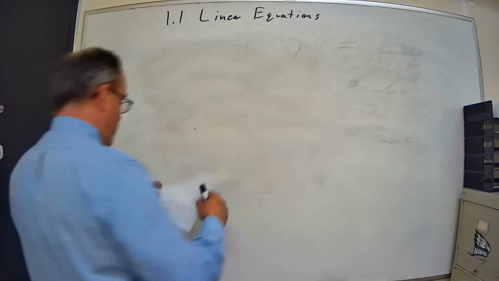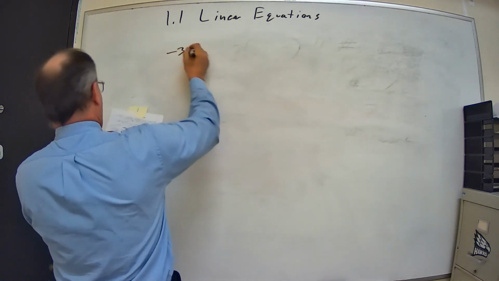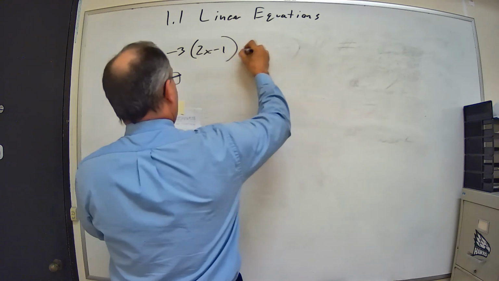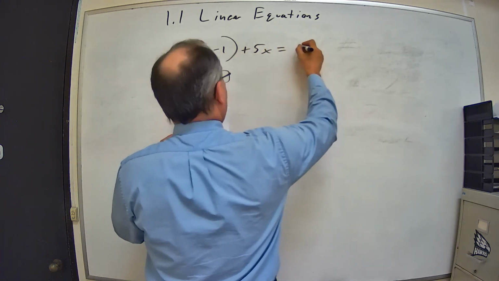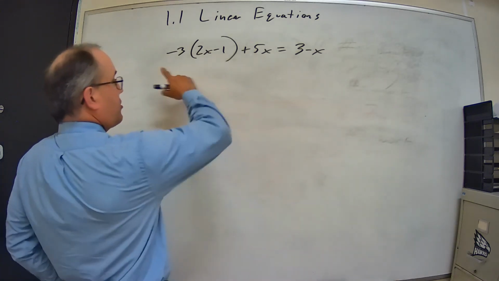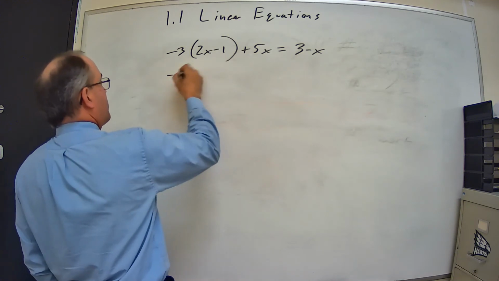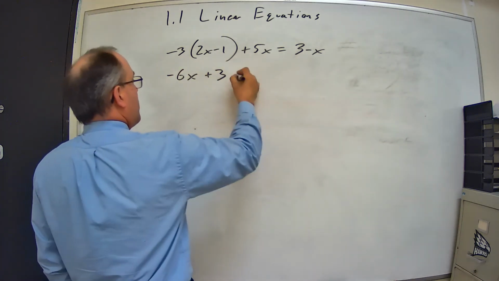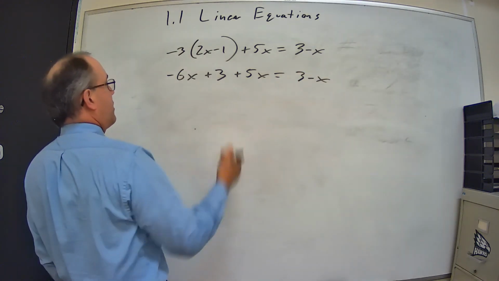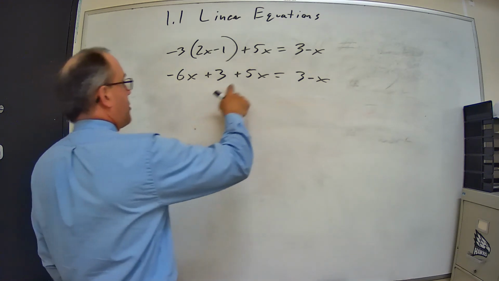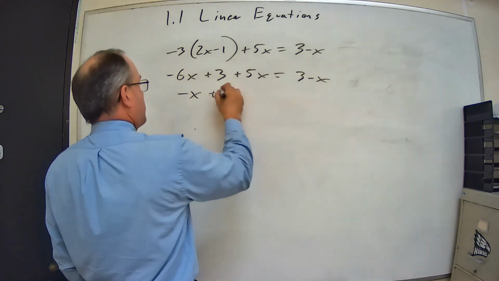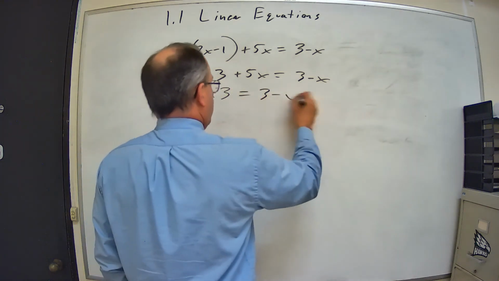We have another prepared problem. What do we have? Negative 3 times 2x minus 1 plus 5x is equal to 3 minus x. Okay, so again, I would distribute through first, so negative 6x plus 3 plus 5x is equal to 3 minus x. Combine like terms, negative 6x plus 5x gives us negative 1x, so negative x plus 3 is equal to 3 minus x.